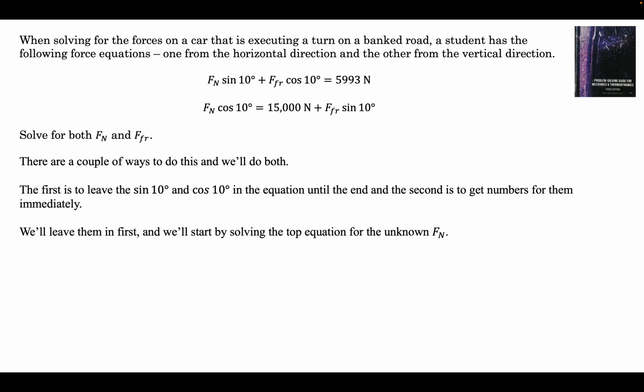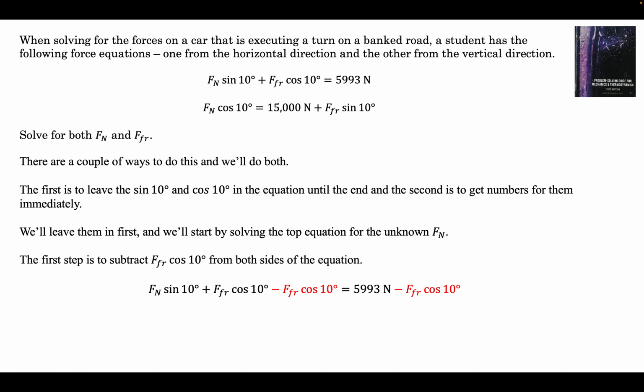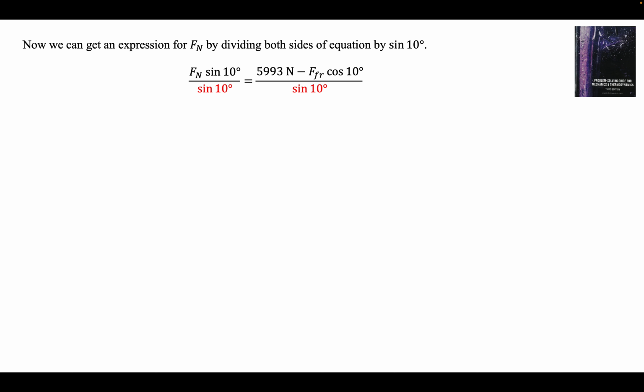So we're going to look at the top equation. F sub n sine 10 degrees plus Fr cosine 10 degrees is 5,993 newtons. And we're going to solve this expression for F sub n. We start by subtracting the frictional force cosine 10 from both sides of the equation like that. This leaves that expression, and now we can just divide both sides by sine 10 degrees to isolate F sub n. So we do this, and now we get just F sub n on the left-hand side.